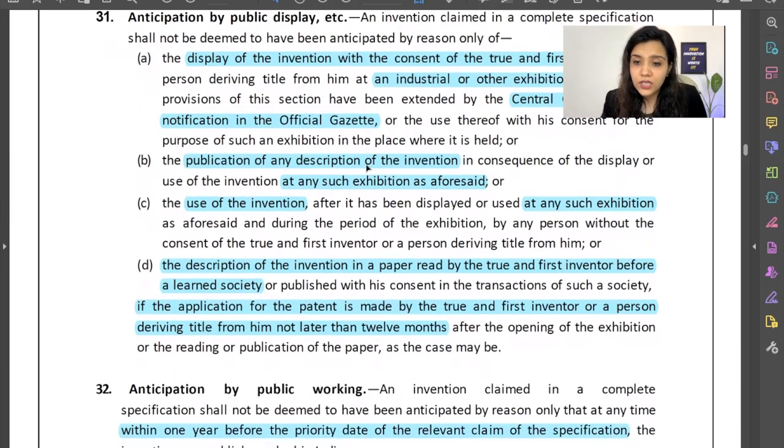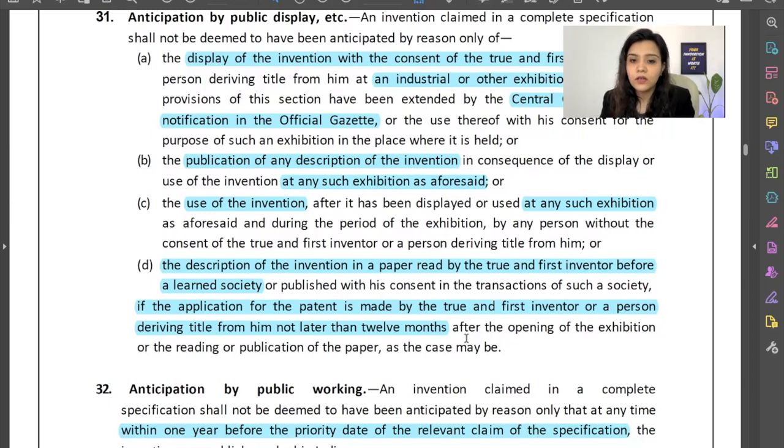Then we have clause D. Clause D does not refer to a specific kind of exhibition, but clause D refers to the description of invention in a paper read by the true and first inventor before a learned society or published with his consent in transactions of such a society. So if you have read a paper in front of a learned society within 12 months, because this proviso would also be applicable. So within 12 months, if you have read a paper in a learned society, then it is okay. But consent of the inventor has to be there.